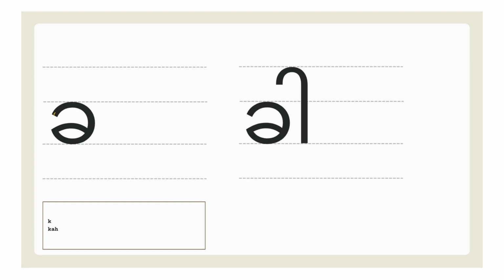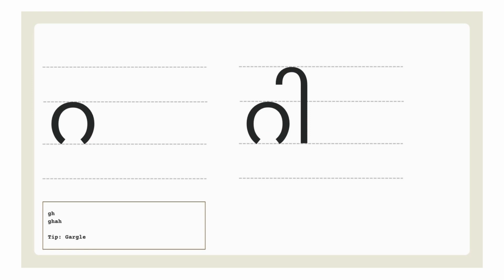We start from the top this time, come around, and then stop midway and do the curve. Let's try Ka, ka. We start from the top, we come around, and then we write the curve. And with the vowel, we start from the top, write the curve, and then drop straight down. That's Ka and Ka, ka.